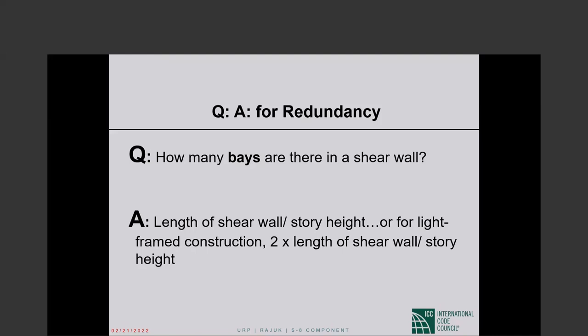But if you have light frame construction, I mentioned this is wooden studs, or these days cold form steel metal studs with some kind of sheathing, that would be light frame wall. If you have that, then you get a big break. Then the number of bays is twice the length of the wall divided by the story height.